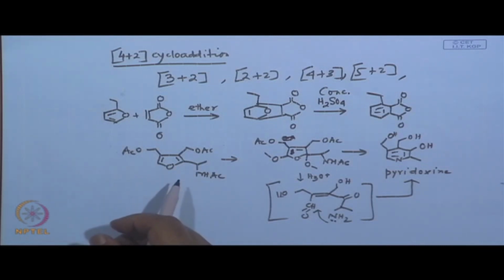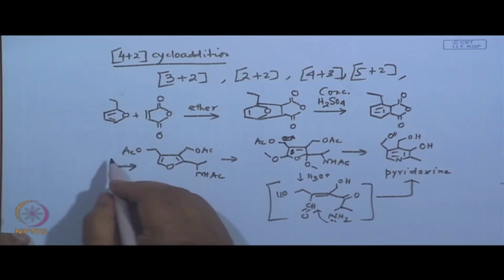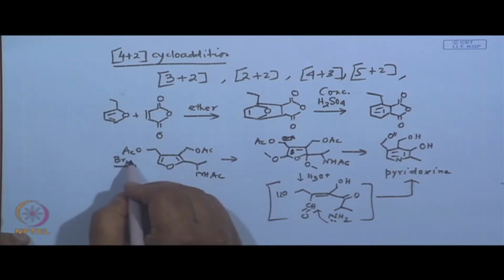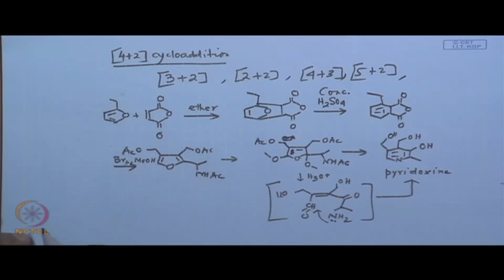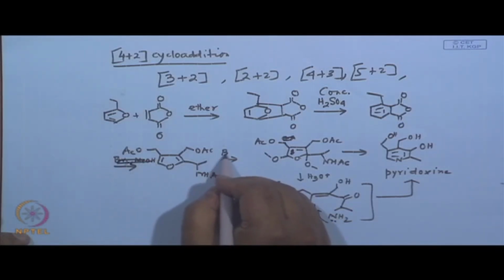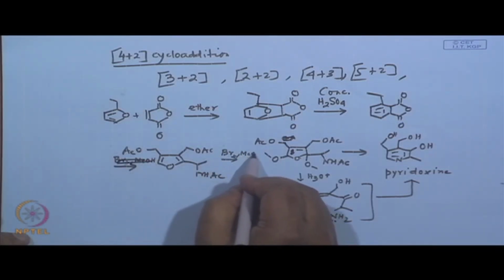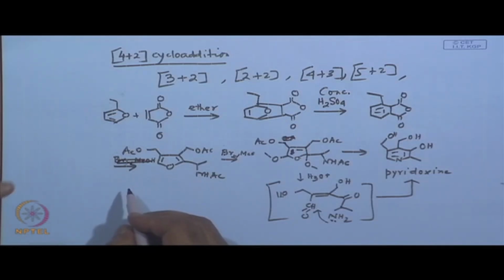And how to do it? I think all of us know. Bromine and methanol, the typical bromine and methanol reaction, oxidatively adds to this one. Now, how to make this? This is a way of making a functionalized furan. How to make a very functionalized furan?